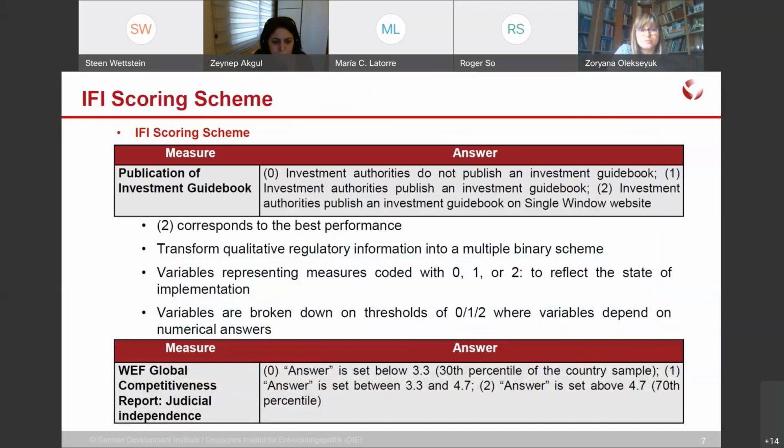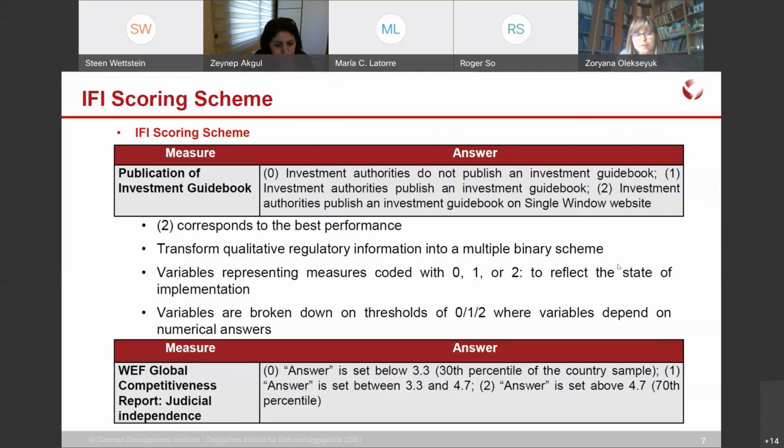Now about methodology very quickly. The scoring scheme is similar to the old one. So we use the multiple binary scheme, and you see here the example of publication of an investment guidebook. So it's a score of 0 if investment authorities do not publish an investment guidebook. It's 1 if they do publish it, and 2 if they publish it on a single window website. So it's much easier available and accessible for investors all over the world, and you don't have to even look for it because it's all on the single window website. That's why 2 corresponds always to the best performance.